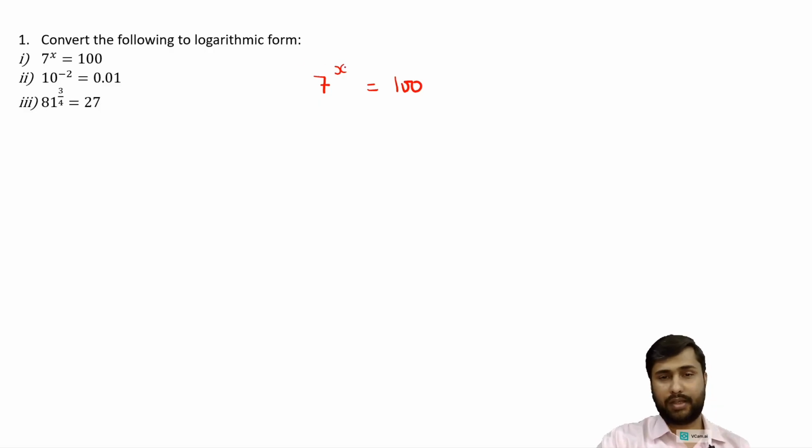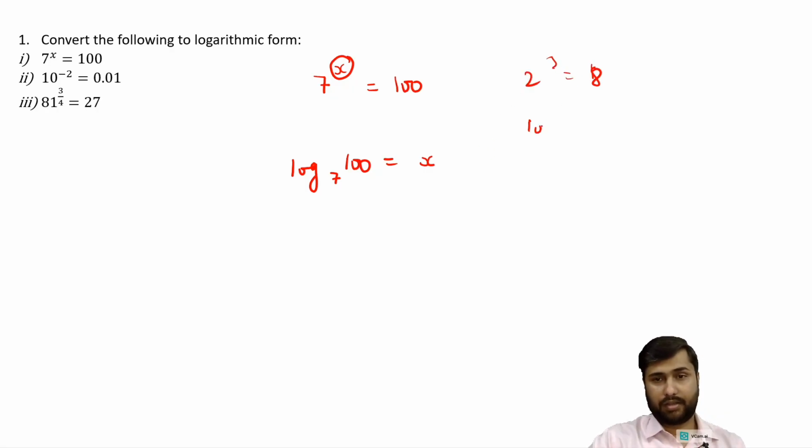So I told you it is a way of writing the exponent, which is x, so it will be equal to x, right? Now the base over here will still be the base, so log 7 of 100 is equal to x. Let me see, 2 to the power 3 is equal to 8, so log of 8 base 2 equal to 3.